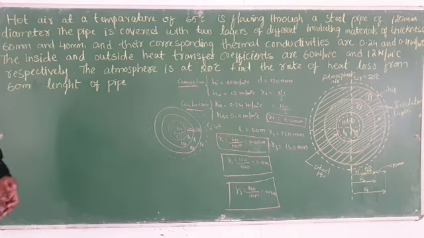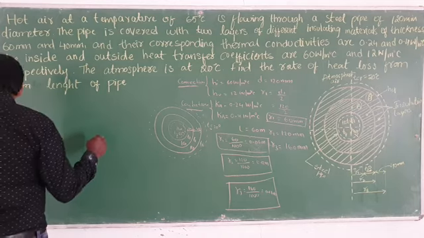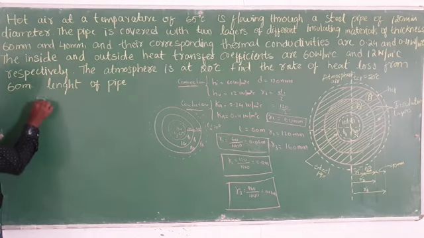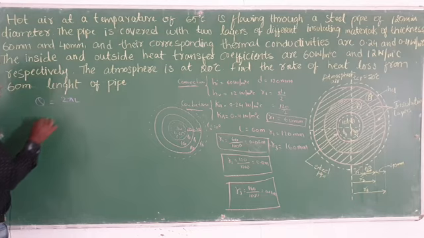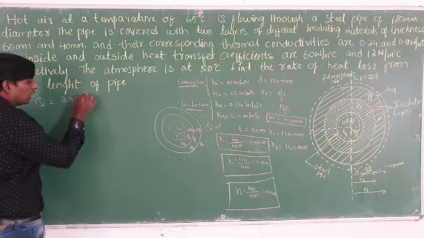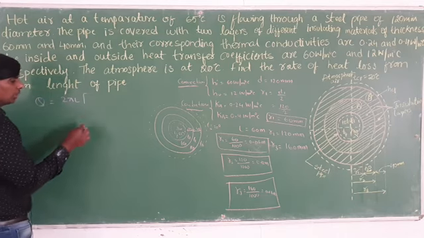For that you have to create the formula. See here, whenever a compound cylinder is given, the formula will be somewhat like this. Q is equal to 2 pi L times initial temperature minus final temperature.